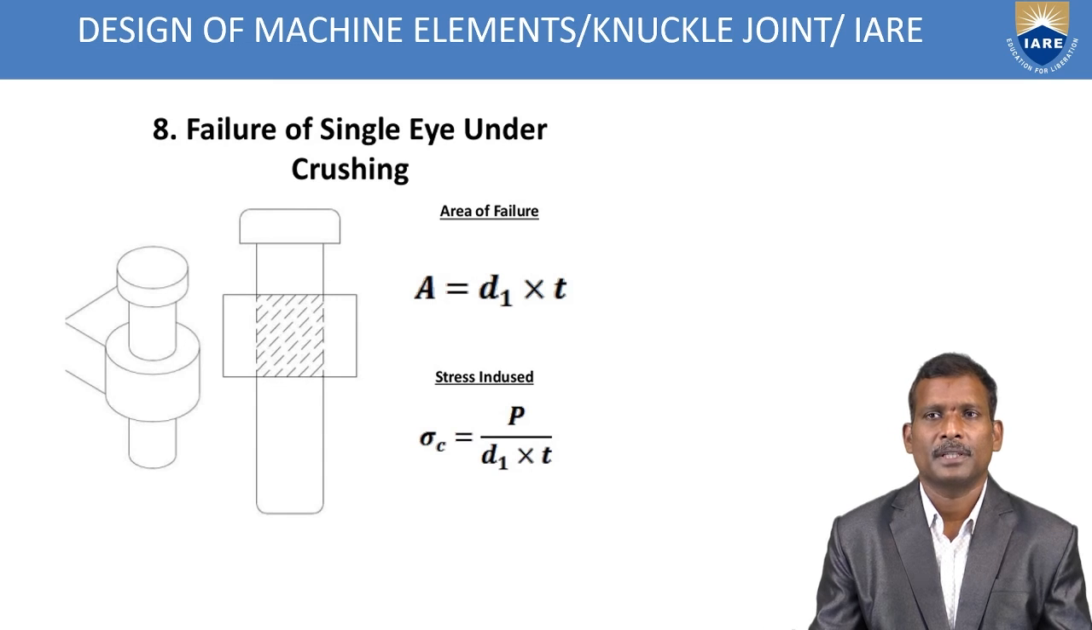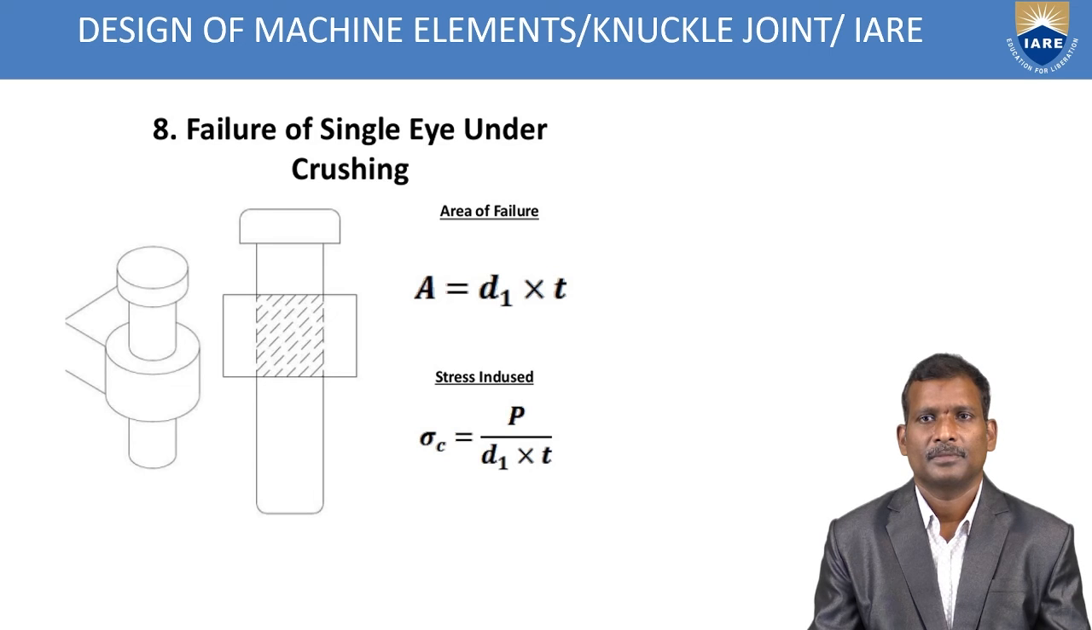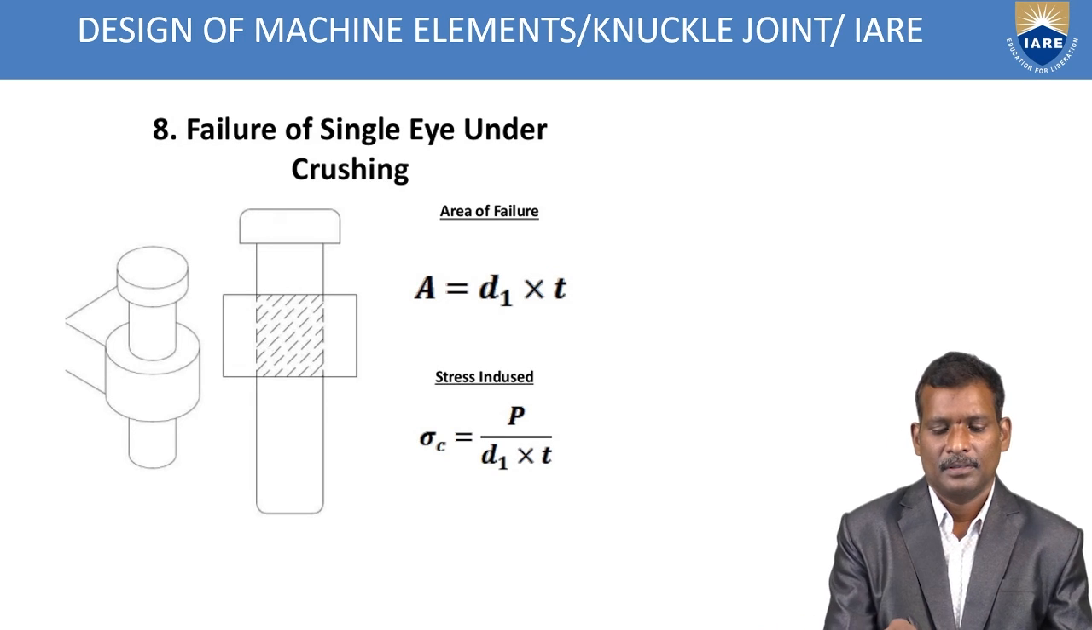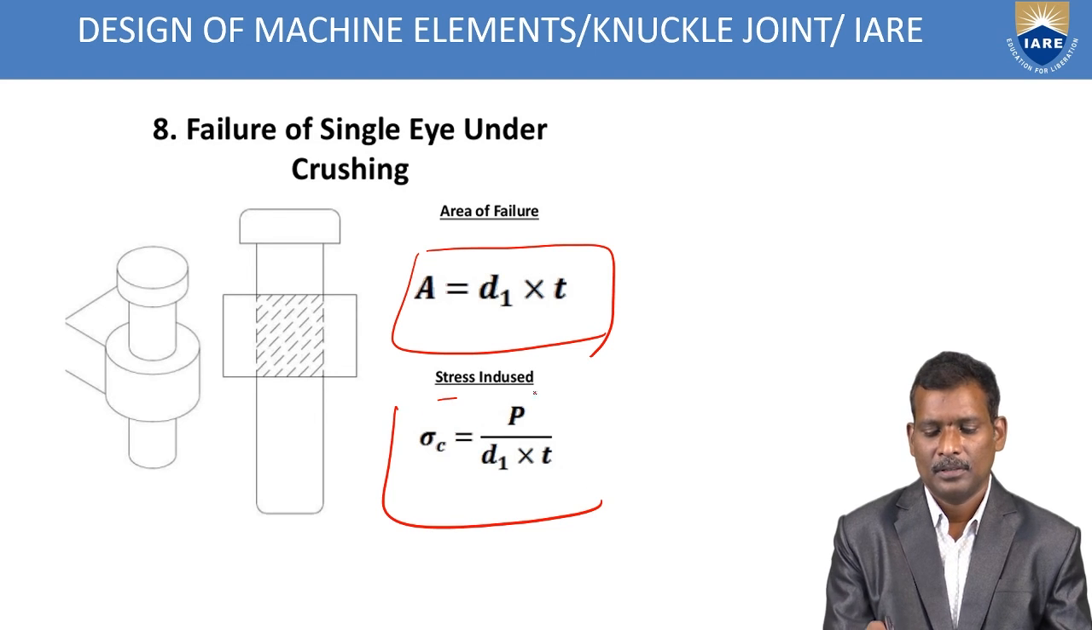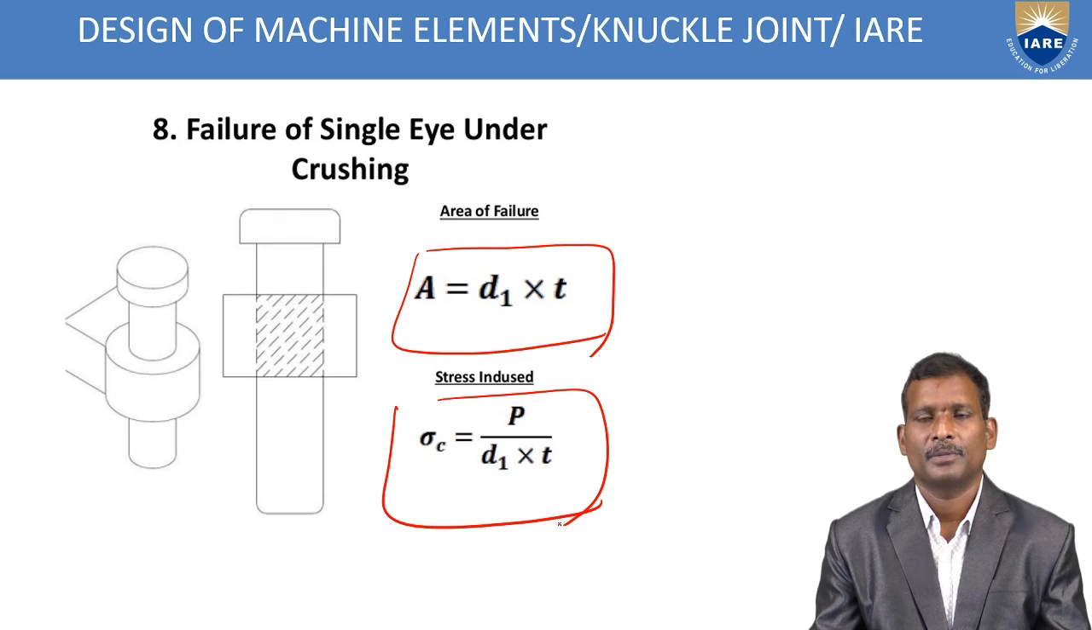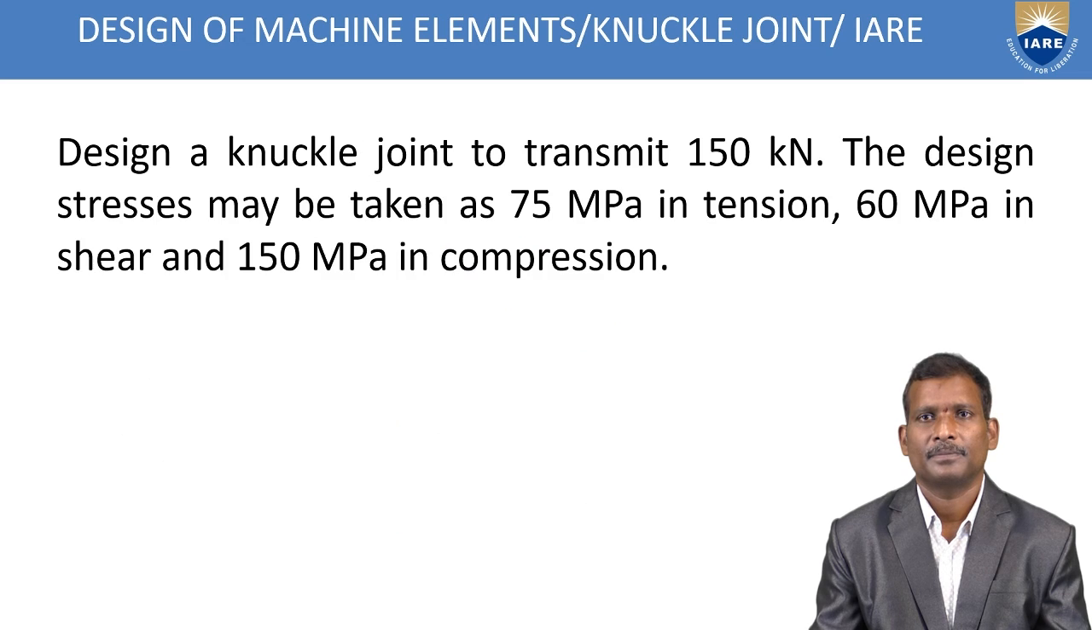Next, the eighth step is failure of the single eye under crushing. Calculate the area under crushing, d1 into t. Finally calculate the crushing stress, load upon area d1 into t. You may calculate t here. So this is the procedure of a knuckle joint.